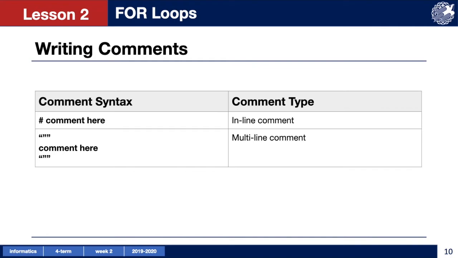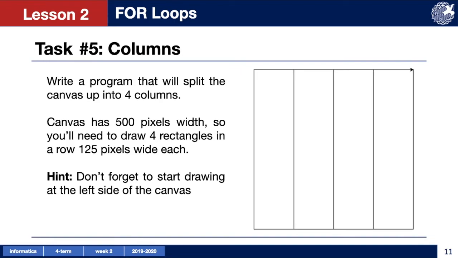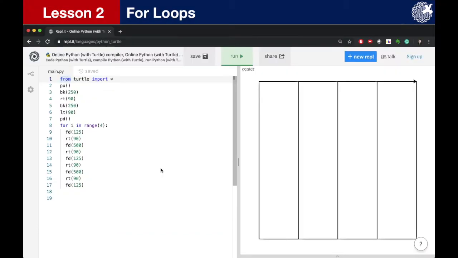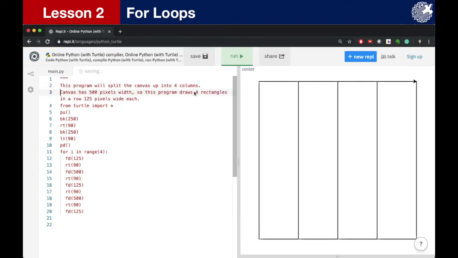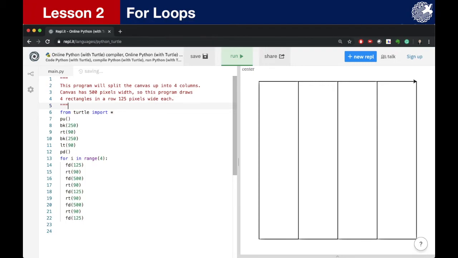Let's look at writing comments in our editor. Let's go to our column task and write some comments to describe what is happening in this code. In the beginning, we want to enter a multi-line comment describing what the code will do. We will start with 3 quotation marks and then enter a comment below, something like, "This program will split the canvas up into 4 columns. The canvas has 500 pixels width, so this program draws 4 rectangles in a row, 125 pixels wide each." I can separate this because it's a multi-line comment. We want to end our comment with 3 more quotation marks.